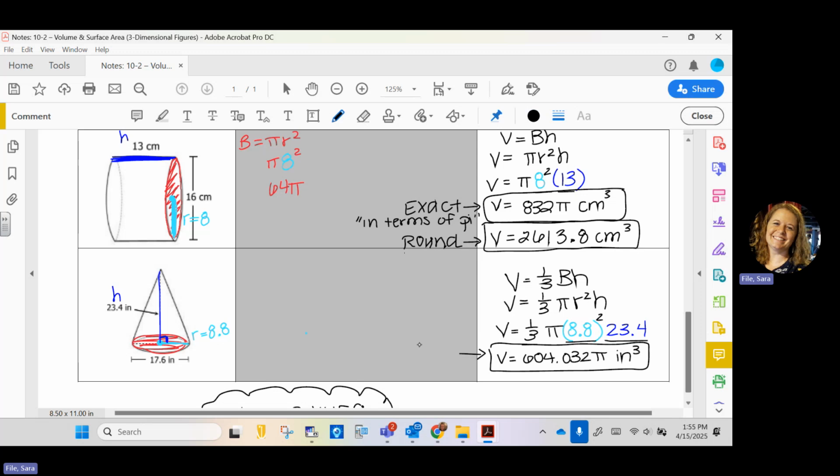Okay, again, that is the exact value. Now I'm going to round. I'm going to type 3.14159 in for pi. And I get 1,897.6 approximately. And that would still be in inches cubed.